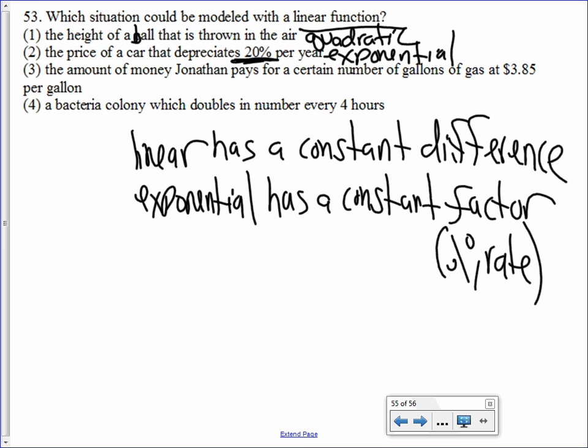The amount of money Jonathan pays for a certain number of gallons of gas at $3.85 per gallon. Every gallon, you're paying another $3.85. Plus $3.85, plus $3.85. That's linear. A bacterial count which doubles is multiplication. That's exponential.